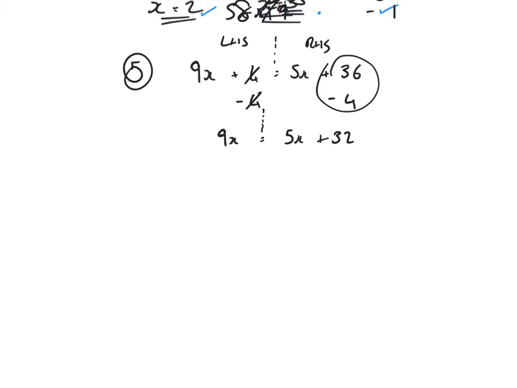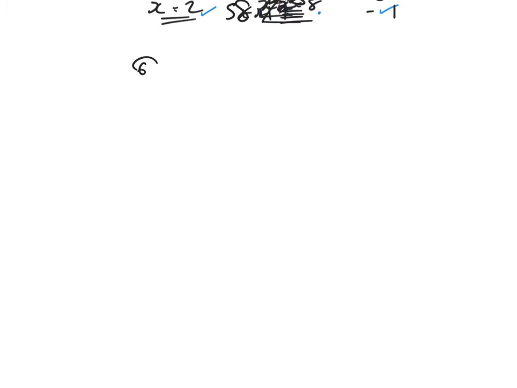Repeat the process again. Letter terms on the left, number terms on the right. 9x is fine, but 5x shouldn't be on the right hand side. It's a letter term, so I need to get rid of it. Keep the equation balanced, get rid of it from both sides. Okay, 9x take away 5x is 4x is equal to, what's left on this side? 32. Bring the 4 down, divide, 32 divided by 4, final answer x equals 8. Okay, example 6. 8x plus 6 is equal to 5x plus 11.